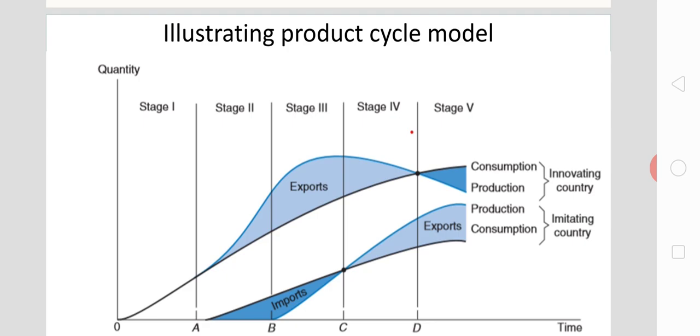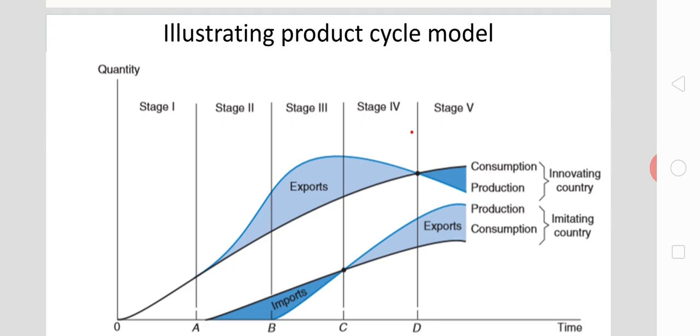So excess production is exported to the other nation, and at the same time you can see the imitating country in stage 2, which is lying below the innovating country's consumption and production level, and their level of consumption is shown by the import in blue color in the second stage.